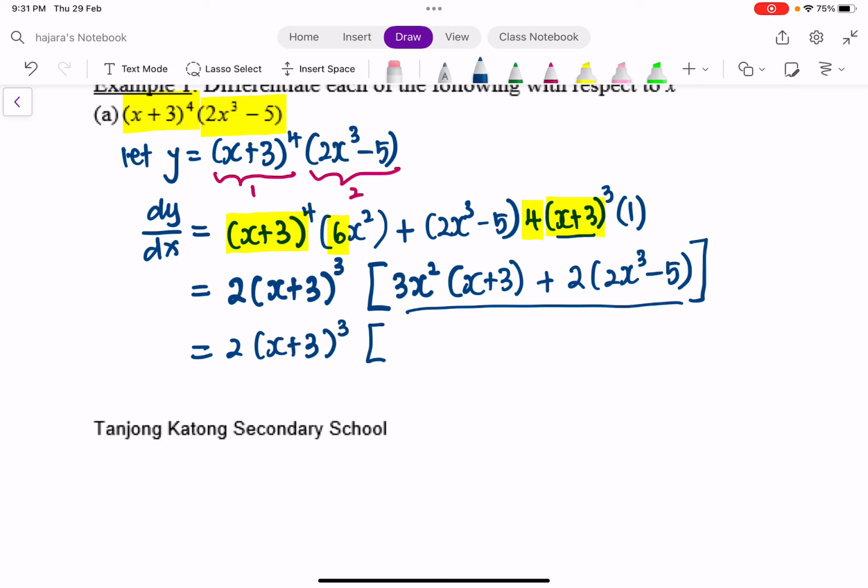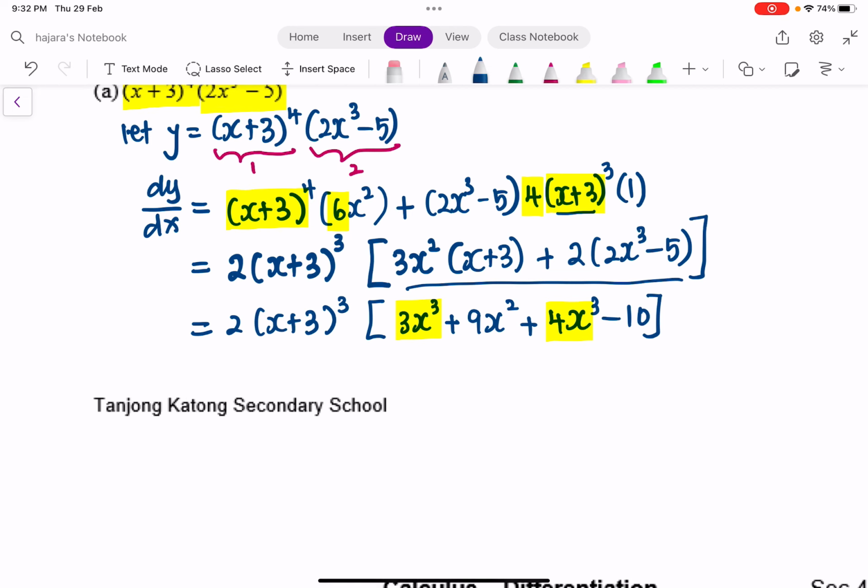Now, whatever is left inside this bracket can be simplified. I'm going to expand what I have inside this bracket. You will notice that there are some like terms. There's x cubed here and x cubed here. So in our final answer, we will be able to add together the like terms. So this is an example of how we can use product rule to do the differentiation.